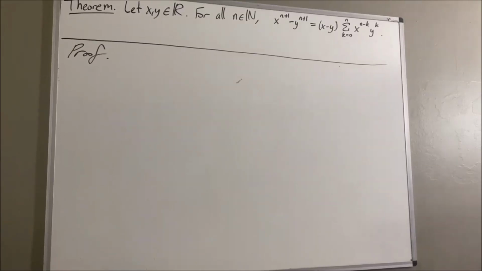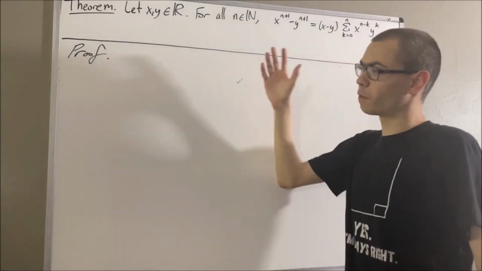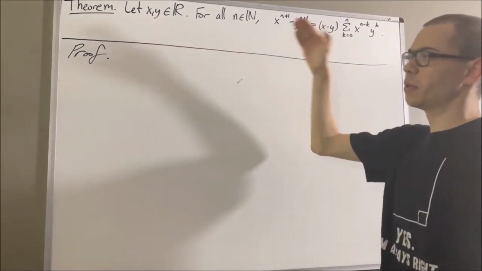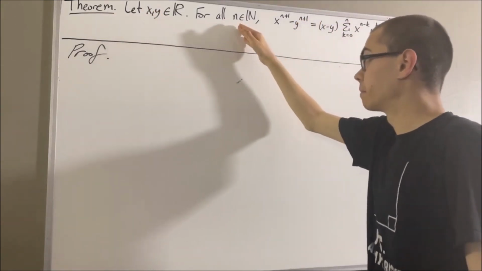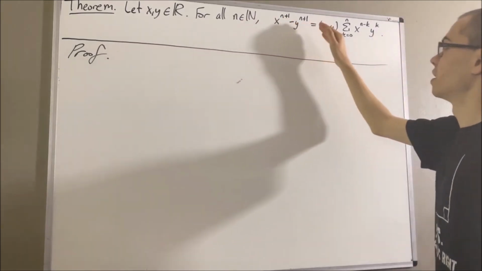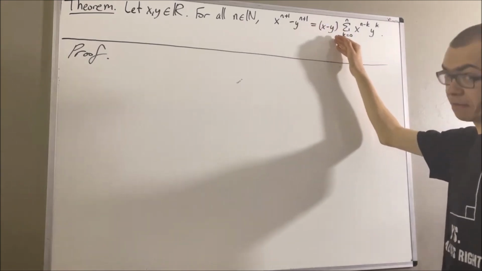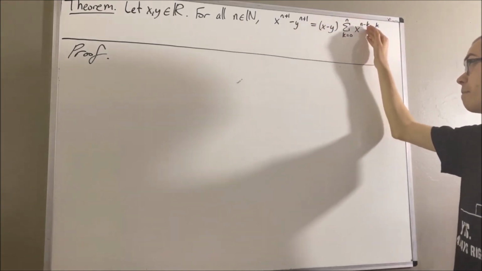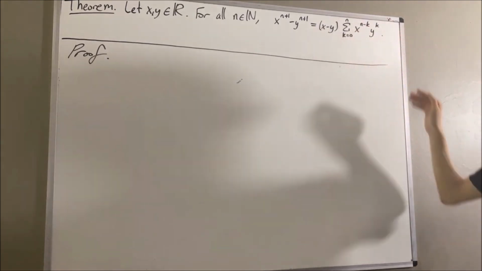Hello! In this video, we are going to prove the following theorem. Let x and y be real numbers. Then, for all natural numbers n, x to the power of n plus 1 minus y to the power of n plus 1 is equal to x minus y times the sum from k equals 0 to n of x to the power of n minus k times y to the power of k.